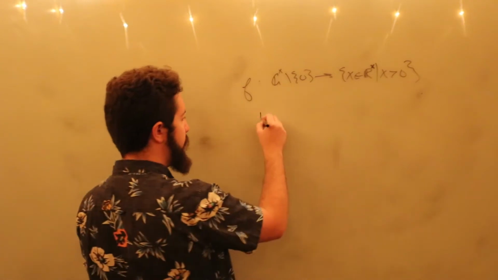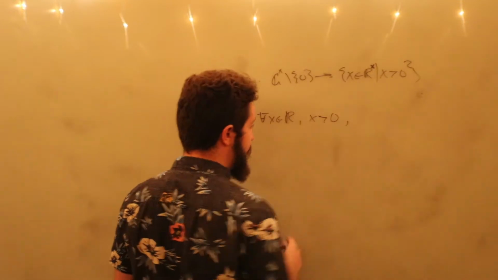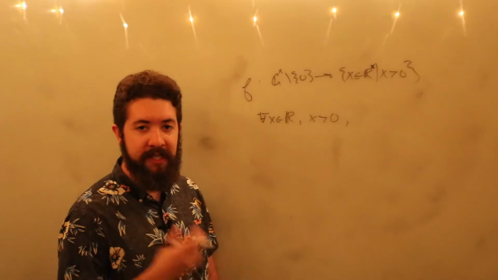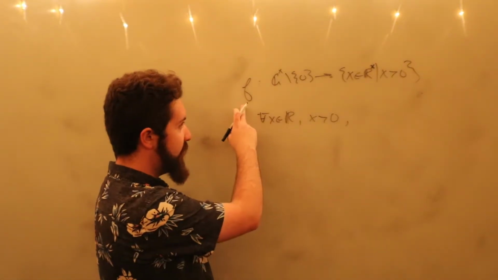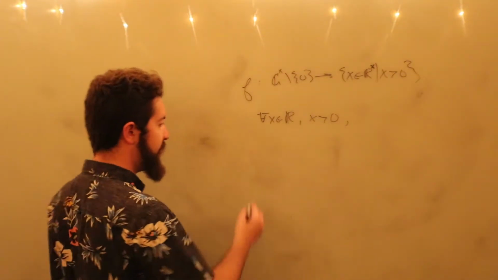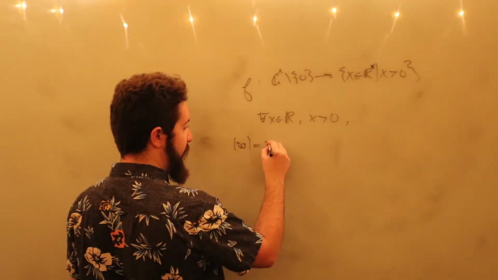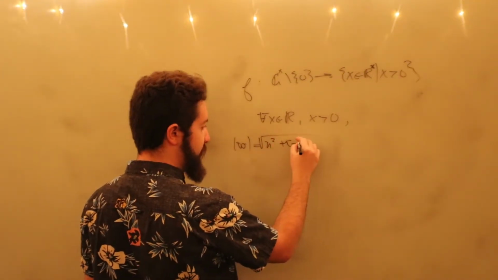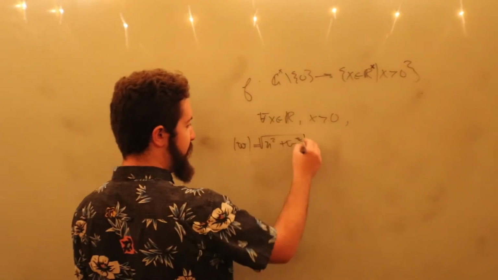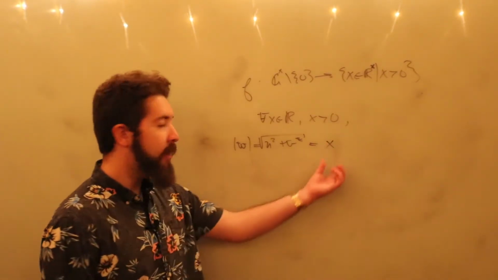All right, so for all x in the real numbers such that x is greater than 0, we want to show that there exists a complex number, at least one anyway, that maps under this modulus operation to that real number. So that if we have the modulus of w is equal to, say, the square root of u squared plus v squared, where w is equal to u plus iv again, we want to show that there exist u and v such that this is equal to x.